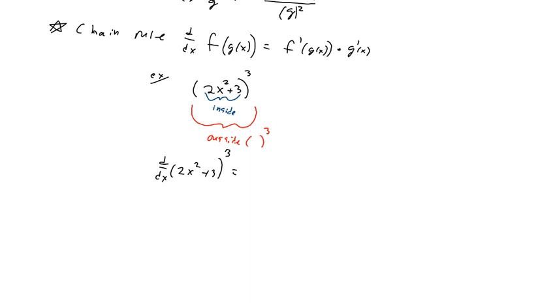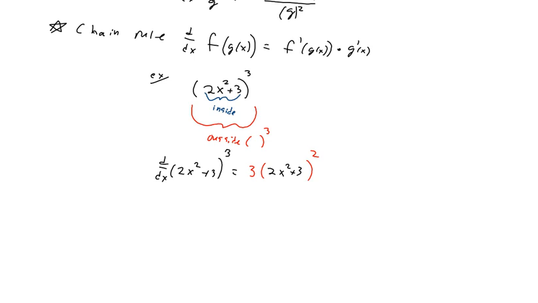I did my power rule. The 3 goes in front, reduce the exponent by 1. I don't deal with the inside yet. It's like you're covering this part up. You're just doing the derivative of the outside function first. Then you multiply that times, or sometimes in parentheses, the derivative of the inside function.